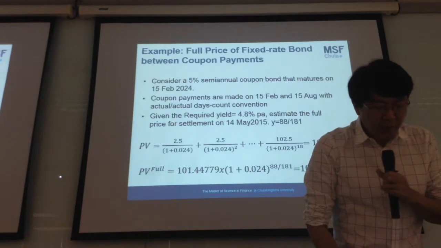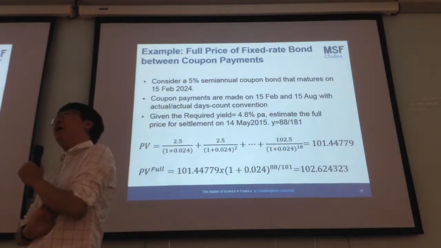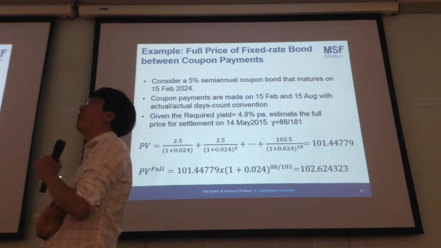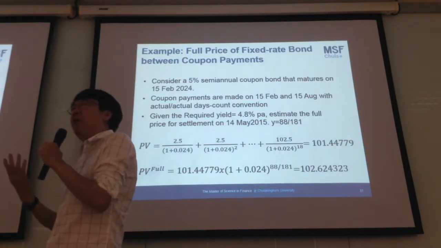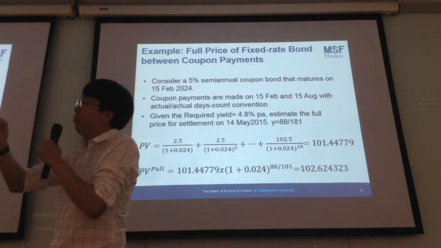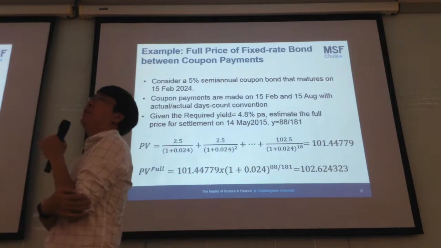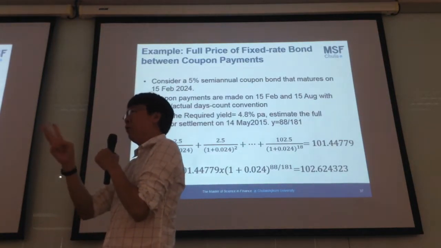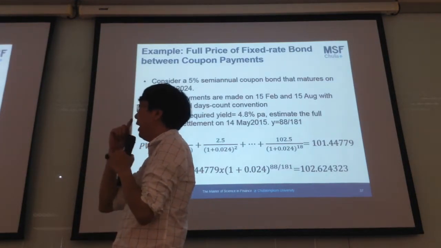Now let's have a look at the example. One more complication when we deal with this is the day count convention. Different countries may use different day count conventions when you estimate the days from the last coupon payment until the settlement date, or from the settlement date to the next coupon date. As I mentioned last week, normally in the market there will be about 3-4 day count conventions, and that will affect the accrued interest.